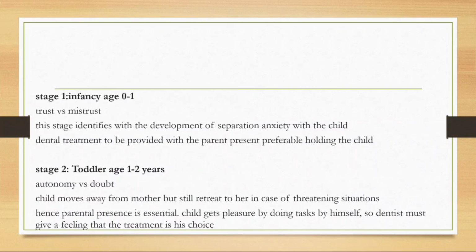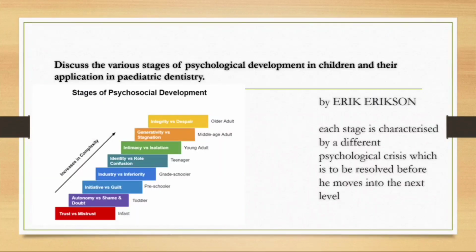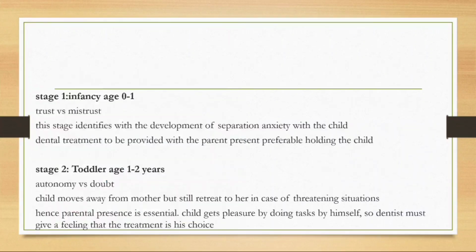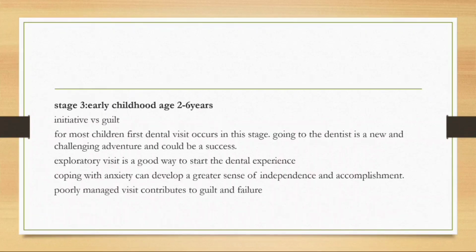In infancy, 0 to 1, we have the problem of trust versus mistrust. This stage identifies with the development of separation anxiety in the child, so dental treatment should be provided with a parent present, preferably holding the child. Whereas for toddlers, 1 to 2 years, it is autonomy versus doubt. The child moves away from the mother but still retreats to her in case of a threatening situation, so parental presence is essential. The child gets pleasure by doing tasks by himself, so the dentist must give a feeling that the treatment is his choice.